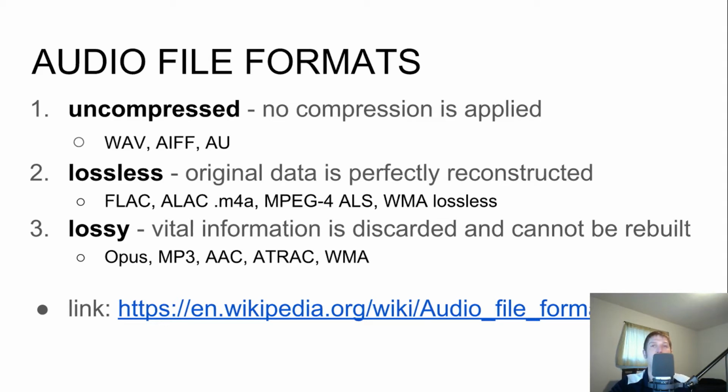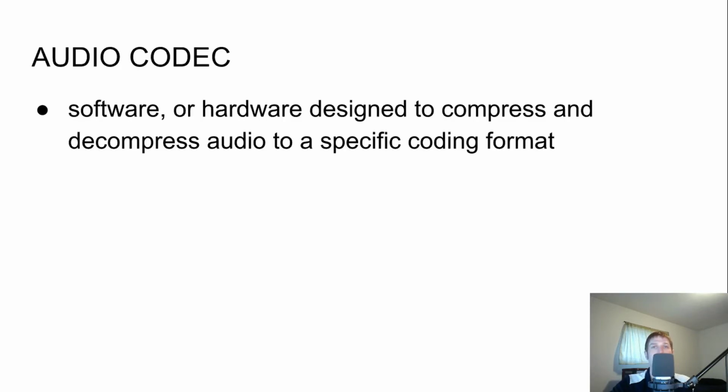What do you need to know about audio file formats? For this course, just that there's 3 basic types. Uncompressed, which means there's no compression applied at all. Lossless, where the original data is compressed, but then perfectly reconstructed when it's decompressed. Or lossy, where actually vital information is thrown away and can never be reclaimed. The different formats have different purposes. To learn more about file formats, follow the link at the bottom of the page. If you're wondering what an audio codec is, it's software or hardware designed to compress and decompress audio to a specific coding format.